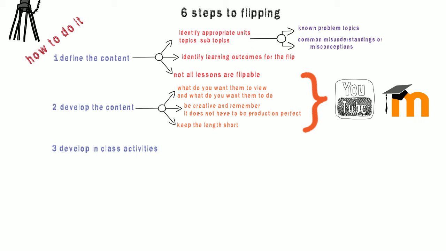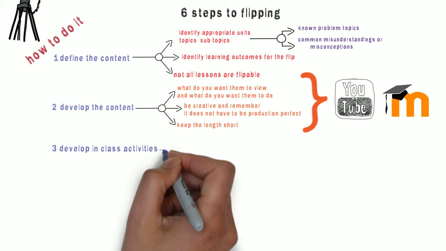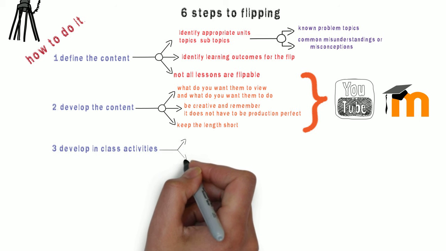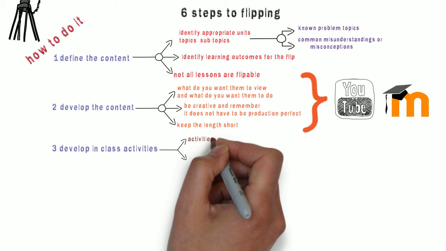Step 3. Develop the in-class activities. This is where we put together and develop the active learning aspects of the flipped model. It does not matter what you do in this part of the session as long as it extends or puts into practice some of the material covered in the delivered content that we've defined in step 2.